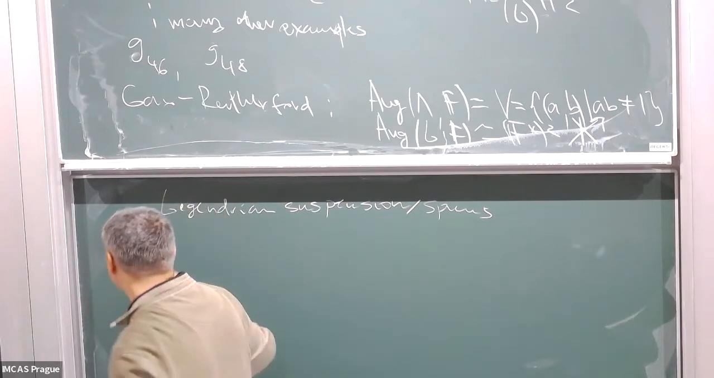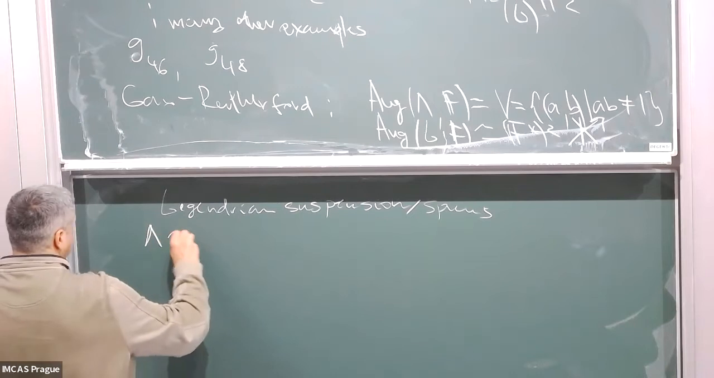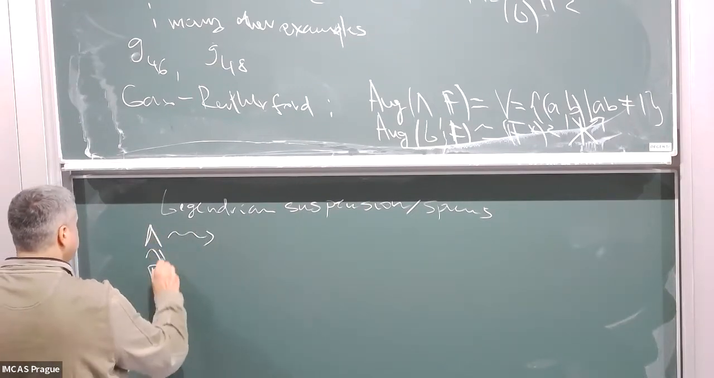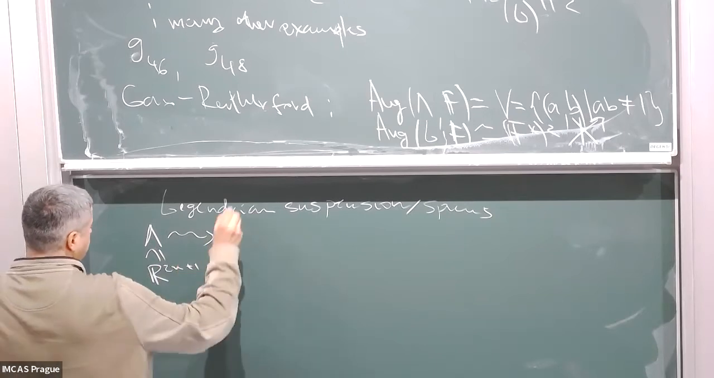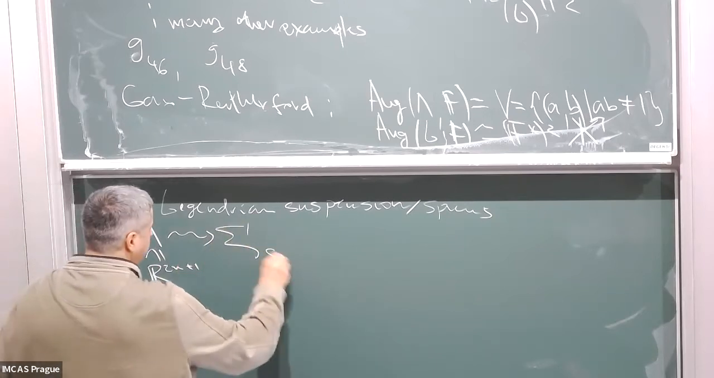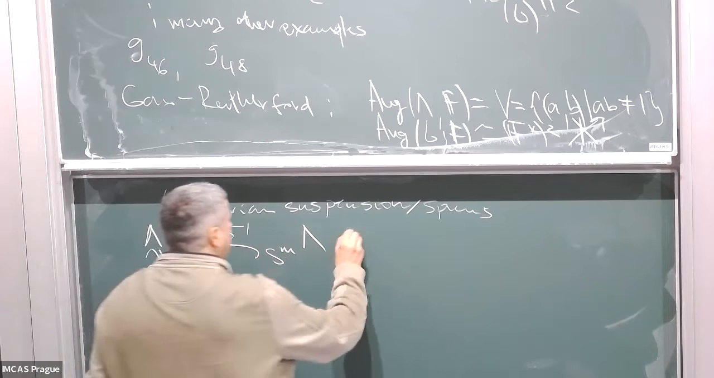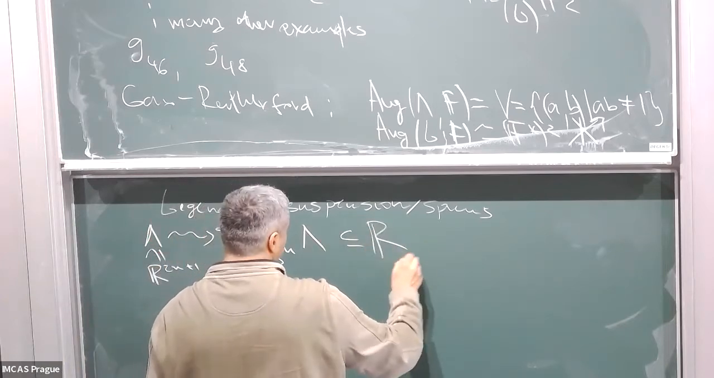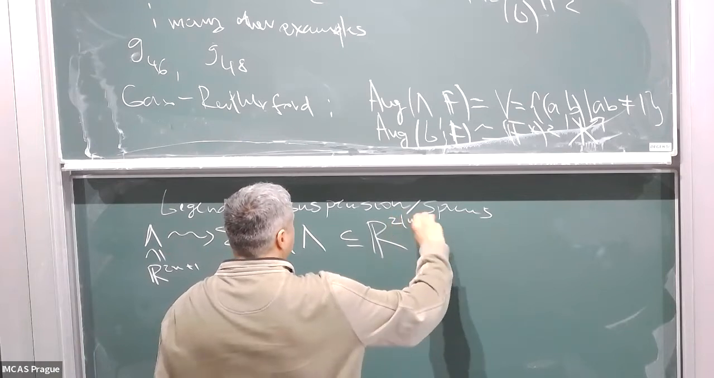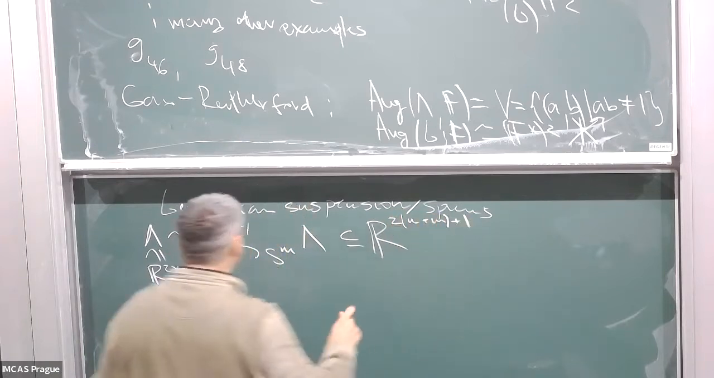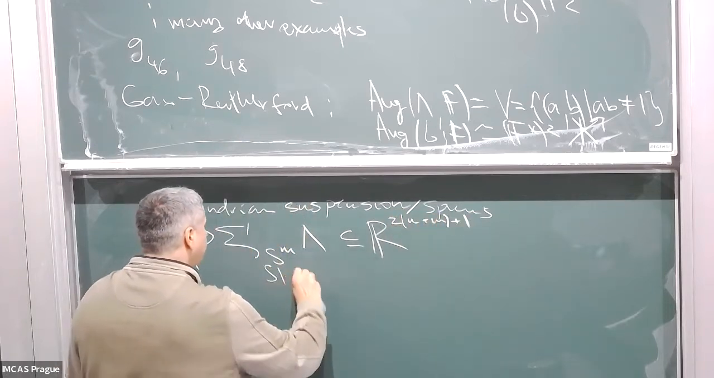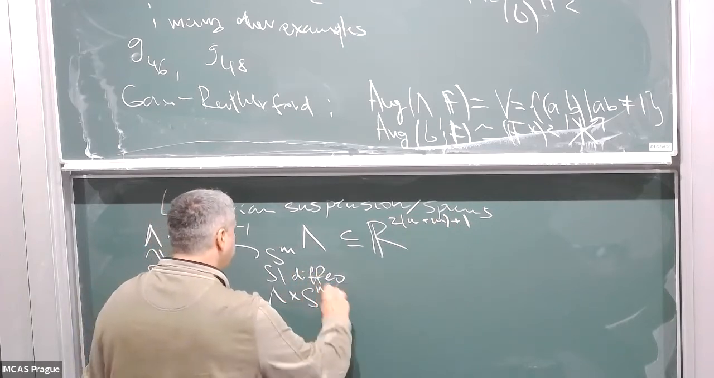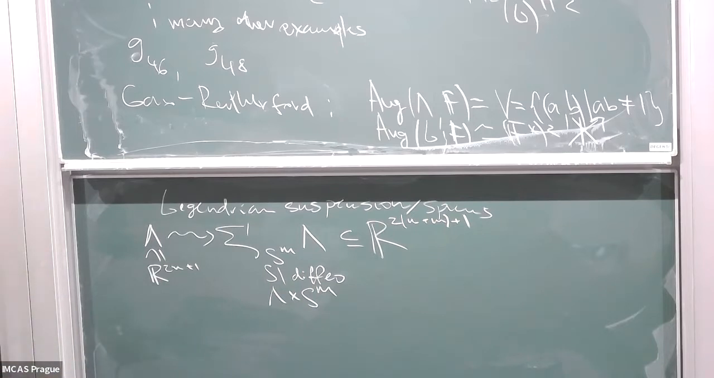how to get it. Basically, if you have lambda, which lives in R to the 2n plus 1, you can associate to this lambda sigma Sm lambda, which will be a Legendrian submanifold in R to the 2n plus m plus 1, diffeomorphic to lambda times Sm. How?